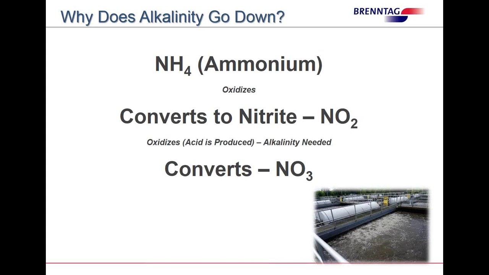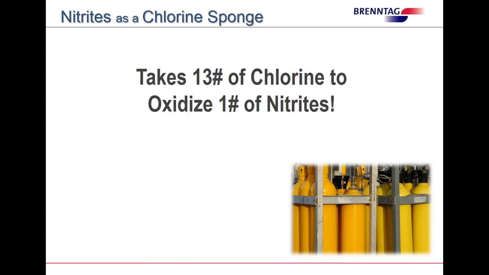So if you've got lots and lots of ammonia in the water, as you're converting from nitrite to nitrate, you'll make acid, and that's when the alkalinity is needed. So that's why the pH goes down when you're doing that.